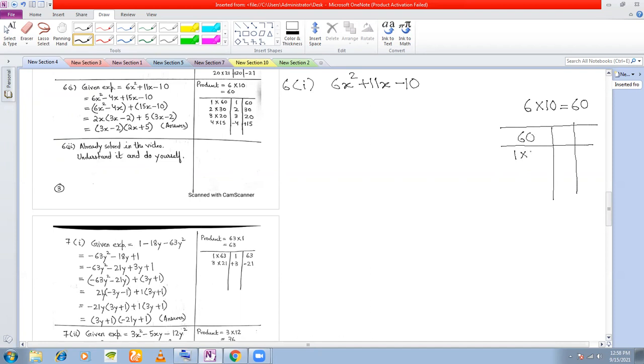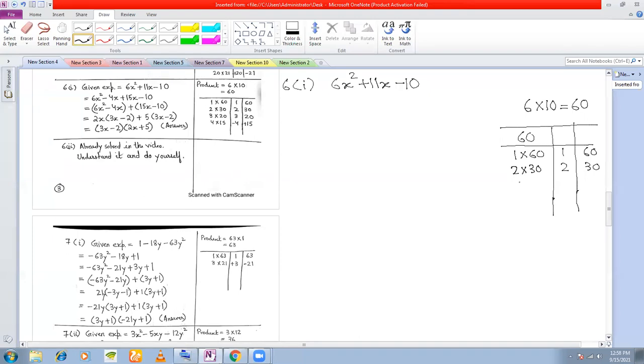First factor: 1 into 60. So 1 and 60 are the factors. Can they give you plus 11? 1 and 60 will not give you plus 11, right? Next, you divide 60 by 2, you multiply 1 by 2: 2 into 30. The factors are 2 and 30. Will 2 and 30 give you plus 11 in any way? No, they will not give.